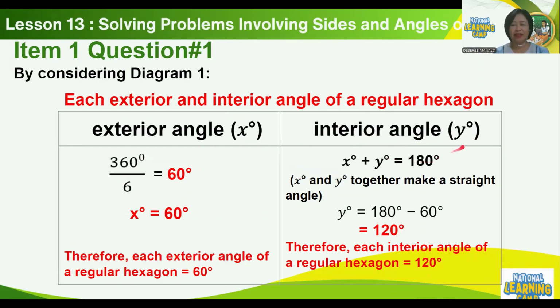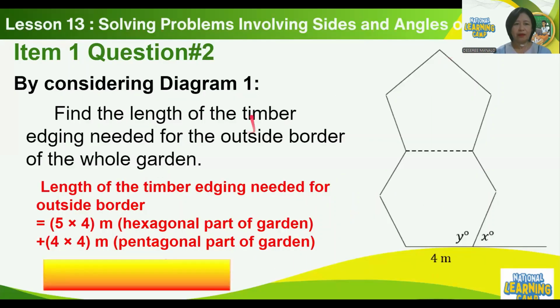Interior angle y degrees. The formula is x degrees plus y degrees is equal to 180 degrees. X degrees and y degrees together make a straight angle. Y degrees is equal to 180 degrees minus 60 degrees. Where did we get this 60 degrees? This is the exterior angle of the regular hexagon. So 180 degrees minus 60 degrees is 120 degrees. Therefore, each interior angle of a regular hexagon is equal to 120 degrees.